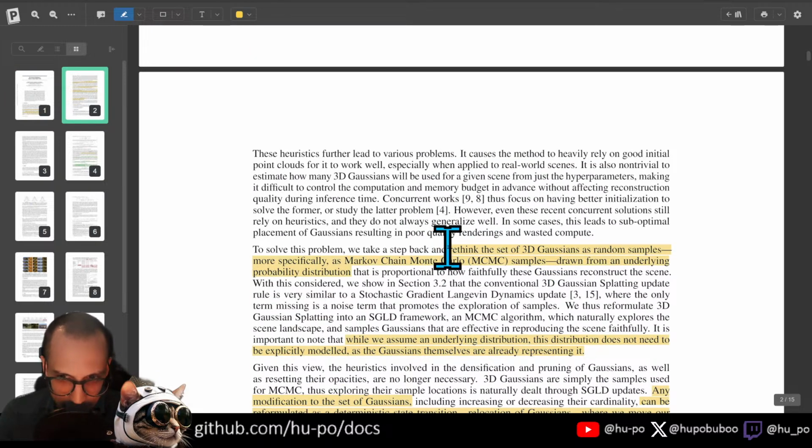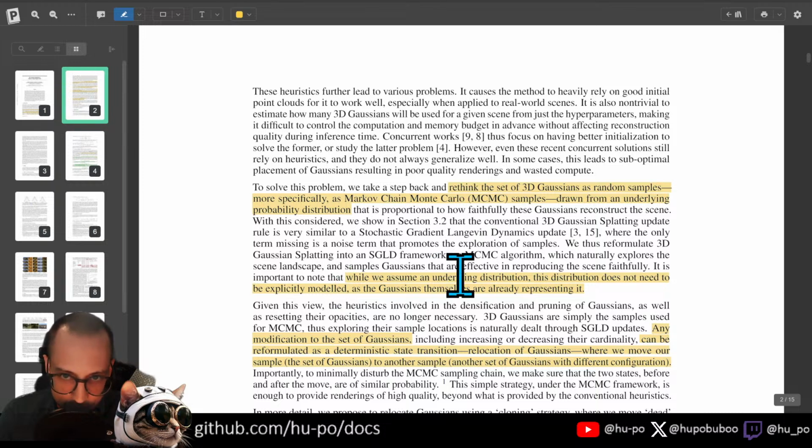We're going to solve this by rethinking the set of 3D Gaussians as random samples, more specifically as Markov chain Monte Carlo samples drawn from an underlying probability distribution. While we assume the underlying distribution, this distribution does not need to be explicitly modeled, as the Gaussians themselves are already representing it.